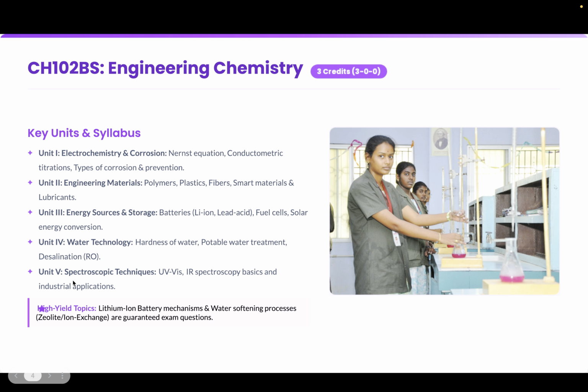And unit number 5, spectroscopic techniques: UV-Vis and IR spectroscopy basics and industrial applications. High-yield topics in this subject, if you focus on examinations, are the lithium-ion battery mechanism and water softening processes, where zeolite or ion exchange are guaranteed exam questions, and I can guarantee you these are the topics which will definitely come in your end semester.